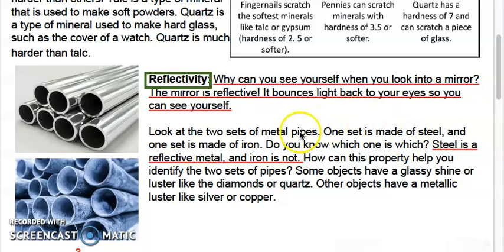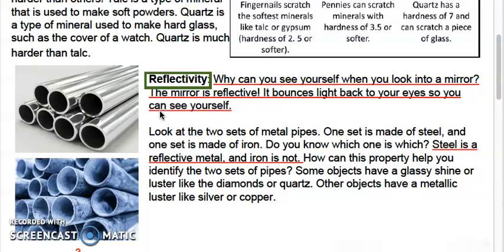Reflectivity. This is paragraph 2, and I don't know where the number went. So reflectivity. Why can you see yourself in the mirror when you look into the mirror? The mirror is reflective. It bounces light back into your eyes so that you can see yourself, like your reflection.